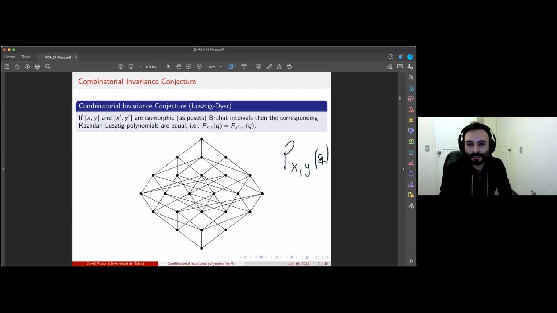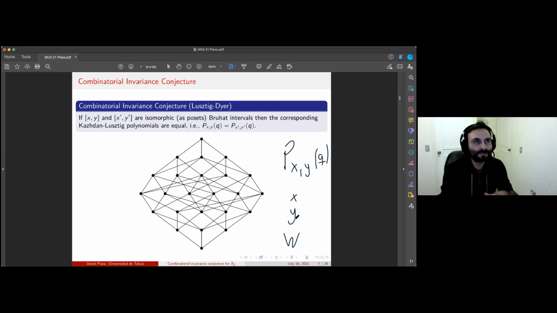So if the conjecture is true, we should be able to compute a Kazhdan-Lusztig polynomial only using the information contained in a diagram like this, but we are not allowed to know x, y, or even the group where x and y live.